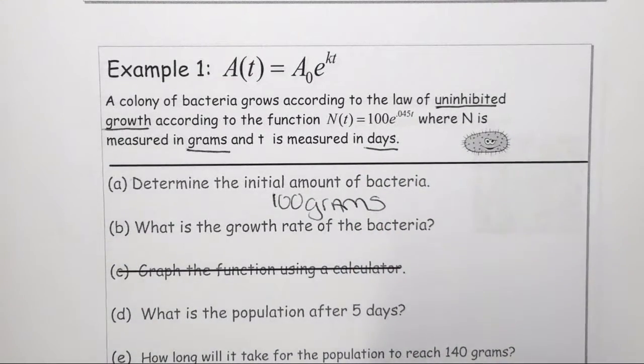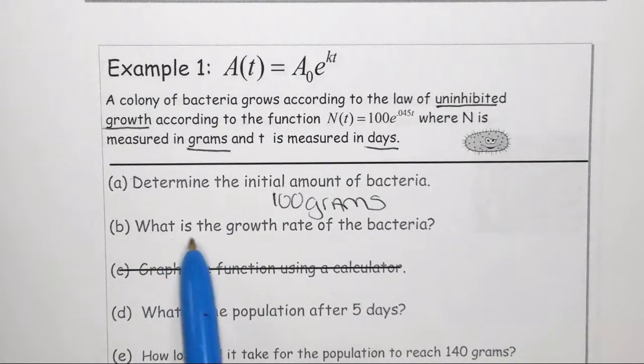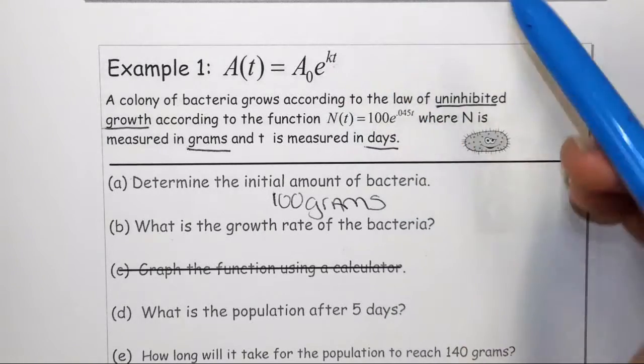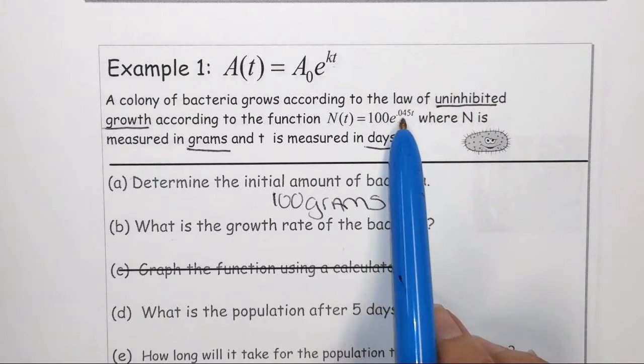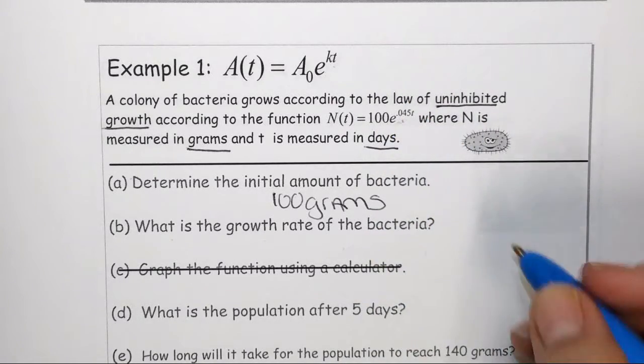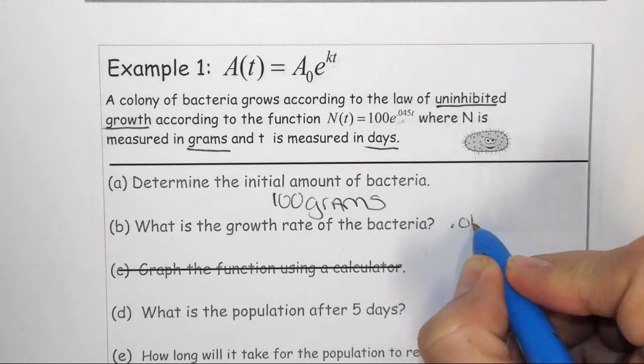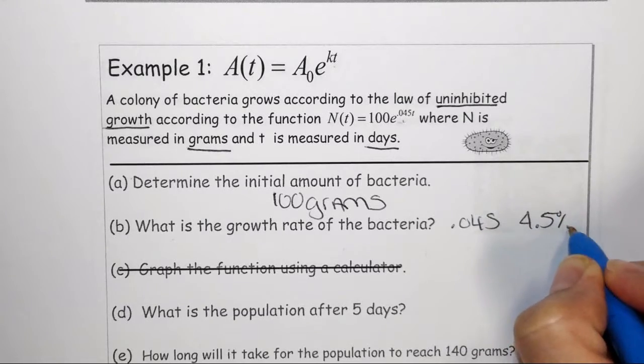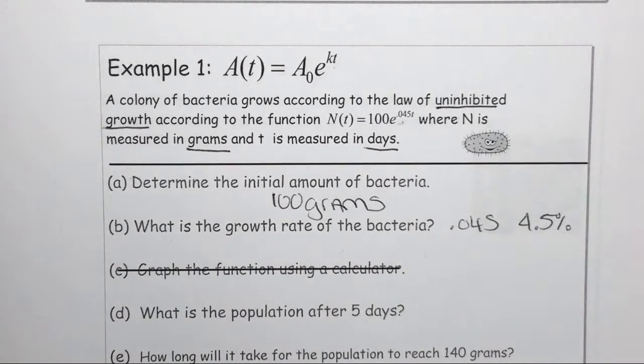The second question they ask me is, what is the growth rate? Well, growth rate is wherever K is. So if I look up here, what's in the K spot? And how would I write that as a percent? Yeah, 4.5. Move it 2 to the right. So the first couple of questions is just asking you to identify. Questions on those?